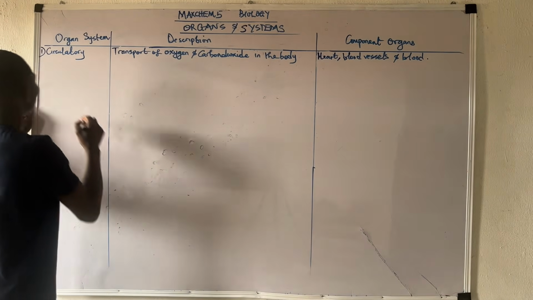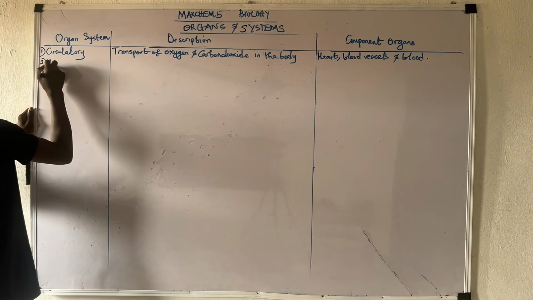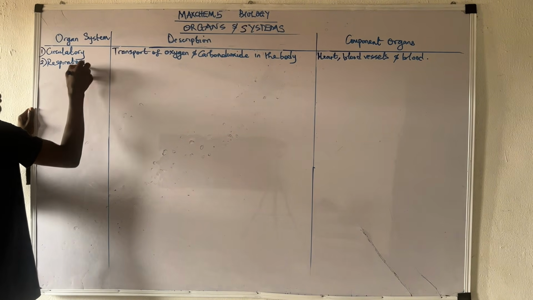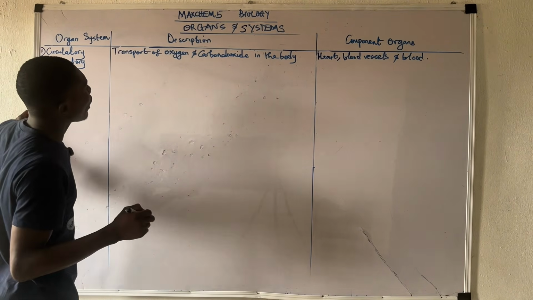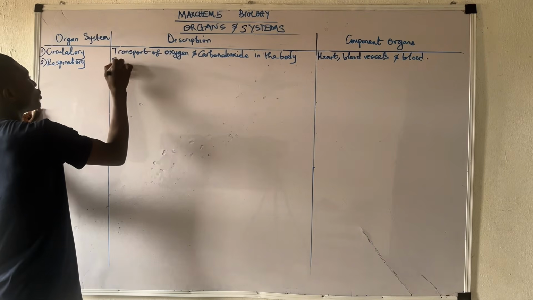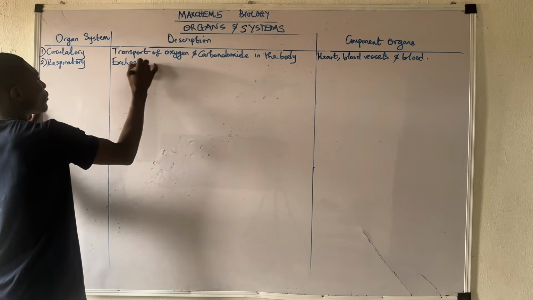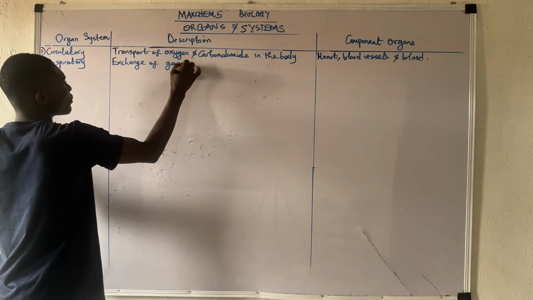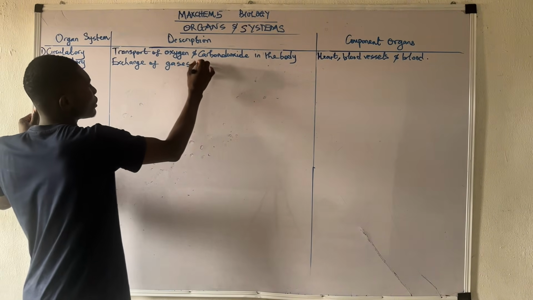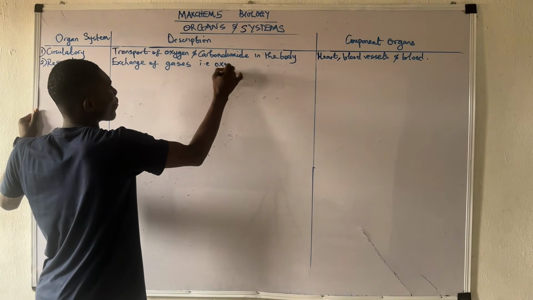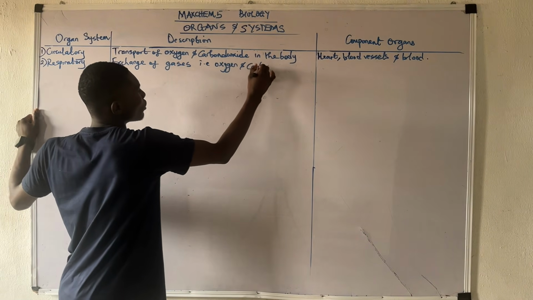The next one, respiratory system. The respiratory system has to do with exchange of gases, that is, oxygen and carbon dioxide.